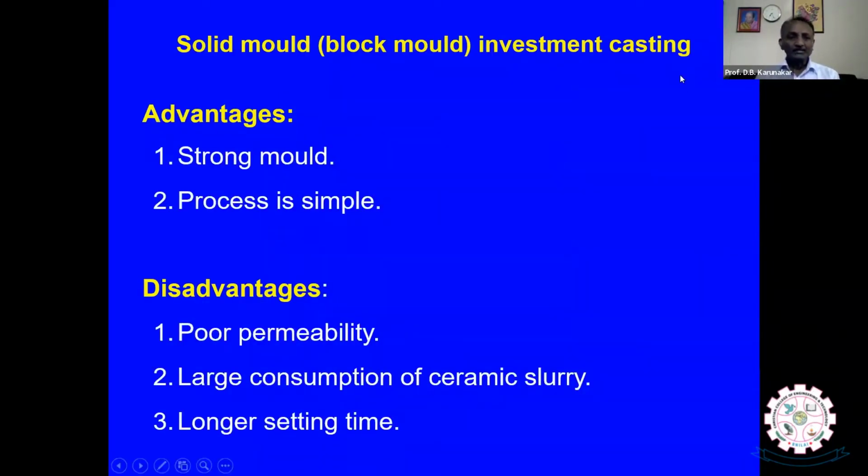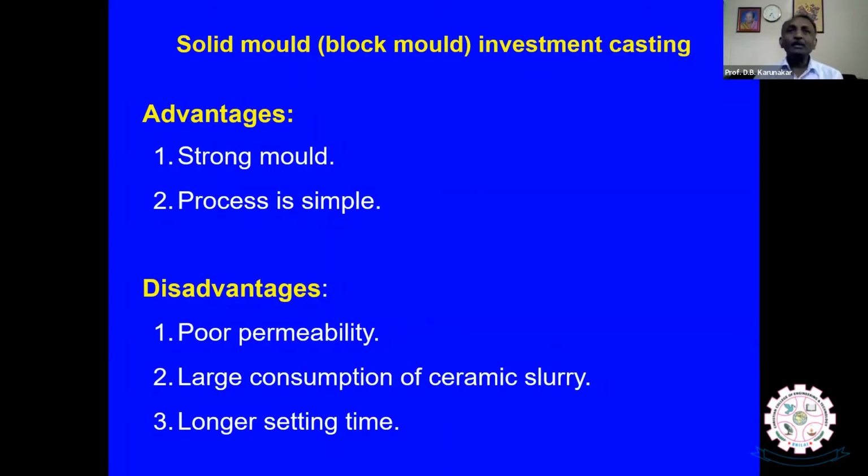Now, what are the advantages of this process? One is the mold is strong because in the entire vessel we are filling the ceramic slurry. So the solid is strong and the process is simple. But what are the disadvantages? Poor permeability. What do you mean by permeability? Ability of the hot gases to pass through the mold and to escape to the atmosphere.